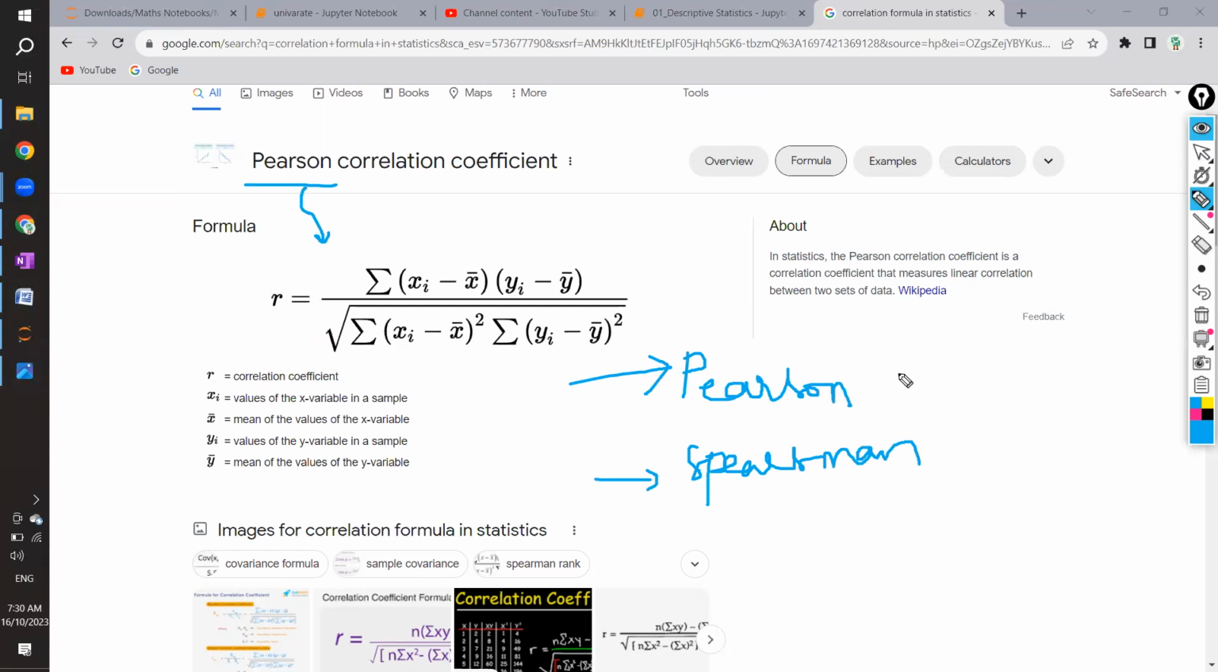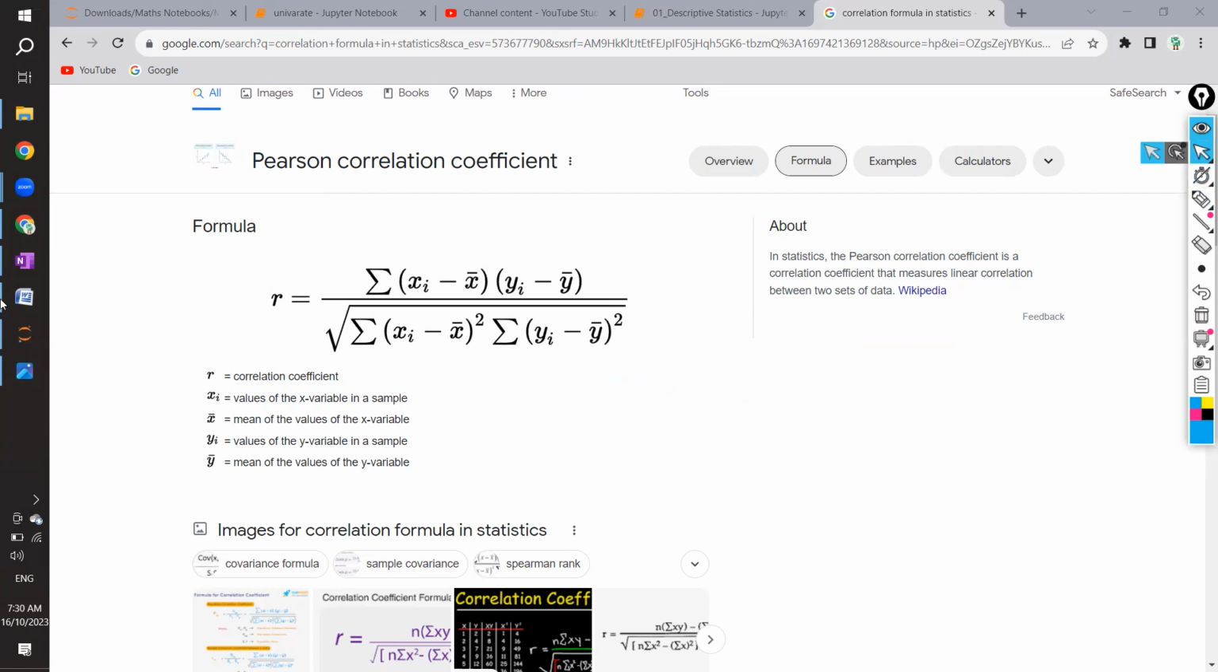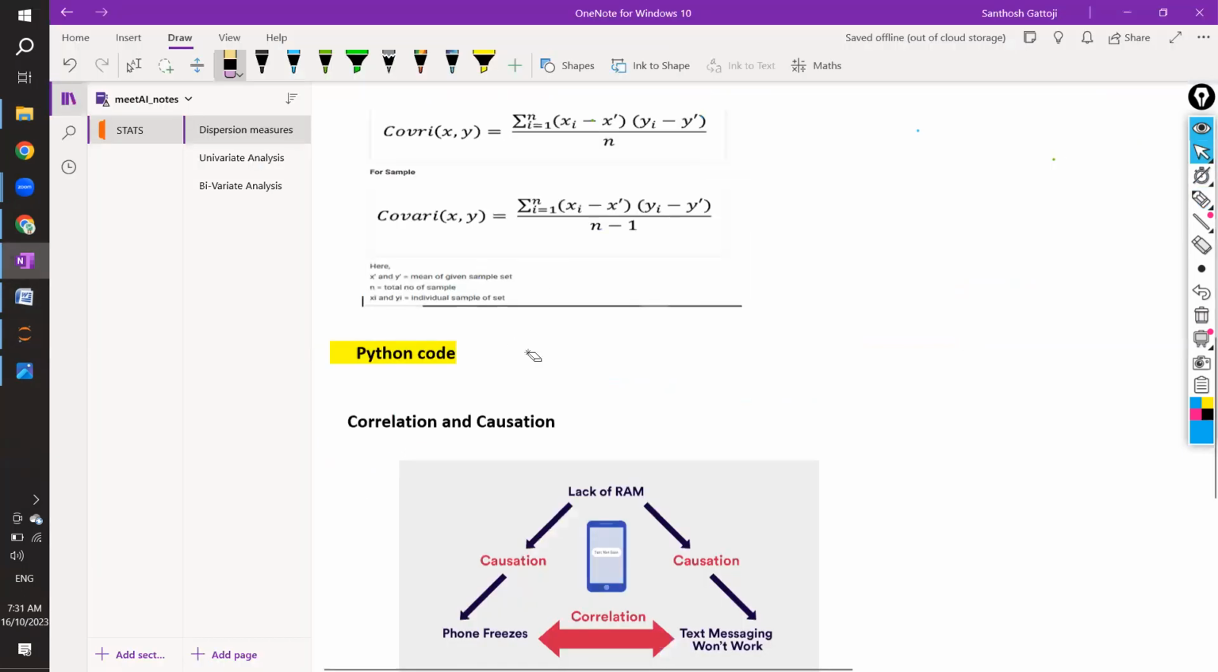Now, the concept is exactly the same. The range is the same, minus 1 to +1, everything is the same. But the way they approach it is slightly different, so the values might be slightly different. That means if you get 0.7 positive here, there you might get 0.8. Okay, that's it. Just remember how many types of correlation coefficients you have: two types, Pearson and Spearman.